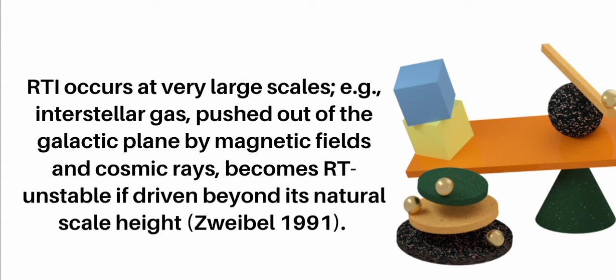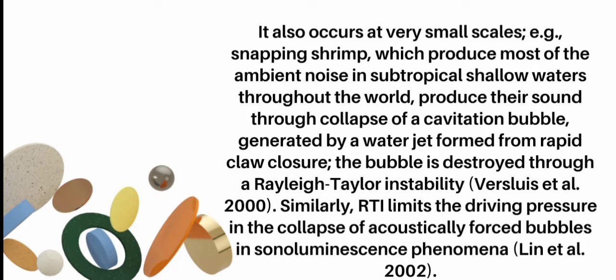One example is stellar gas, on a very large scale, which is pushed out of the galactic plane through the magnetic fields and cosmic rays, and becomes RT unstable, or Rayleigh-Taylor unstable, because of the driving beyond its natural scale height. Another one also occurs at very small scales.